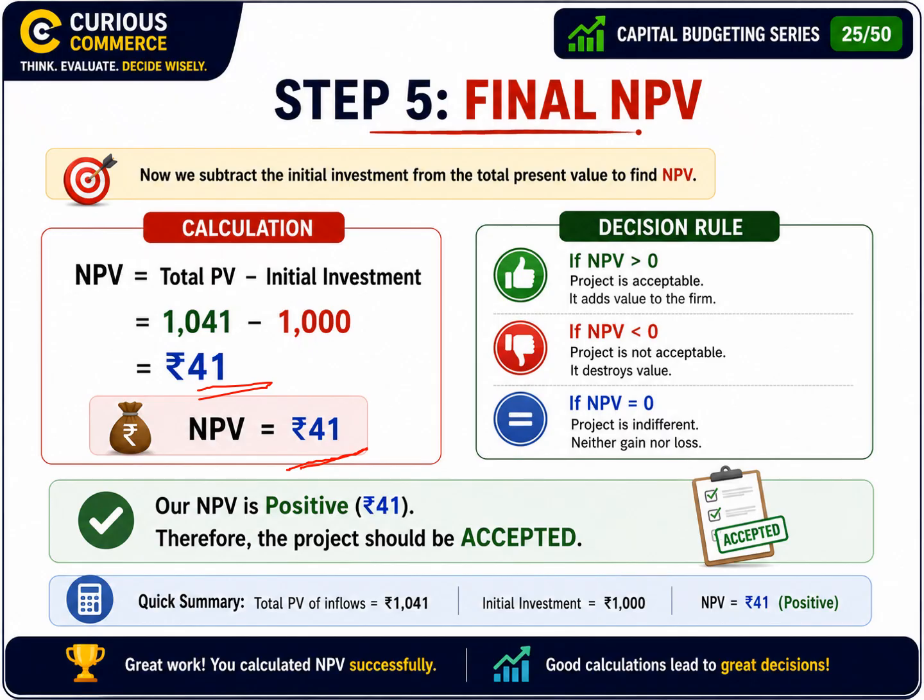A positive NPV means the project creates wealth. It means that NPV is greater than 0. If the NPV is less than 0, we reject the project. If the NPV is 0, the project is indifferent, neither gain nor loss. Here the NPV is greater than 0. That's why we accept the project. We accept the project because of the positive NPV.